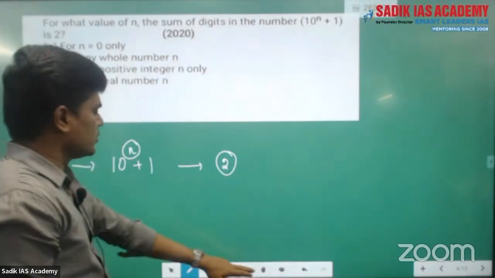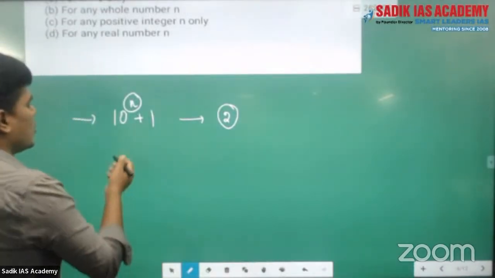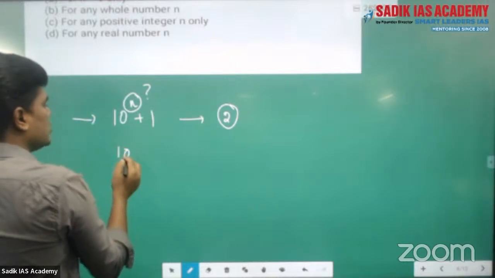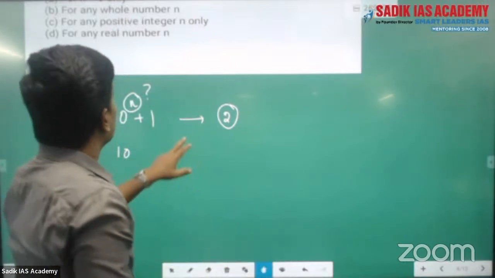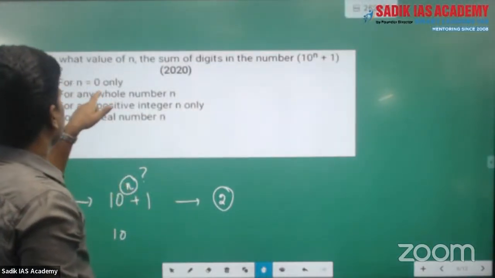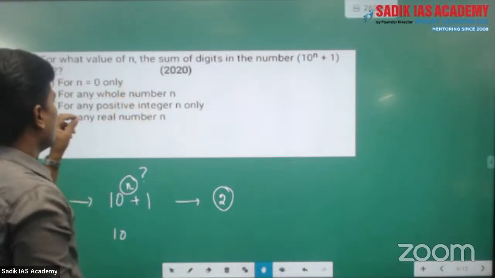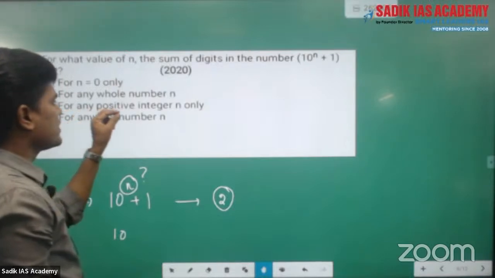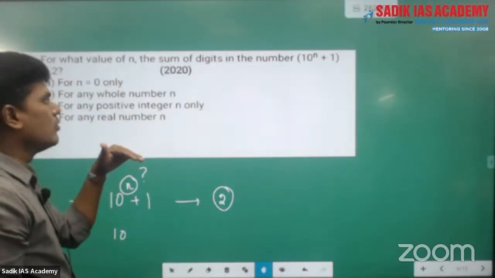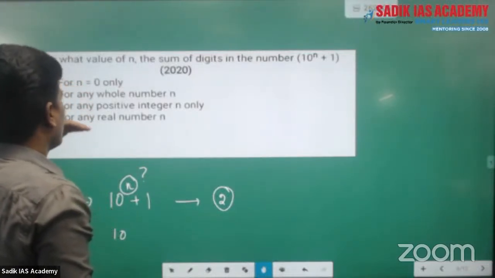So in this case, what is the answer? How do you answer this question? How do you know this n? The first option is for 0 only. The second option is for any whole number n. For the third option, they have given any positive integer n only. The fourth option is for any real number n. So you can verify or check all 4 options.